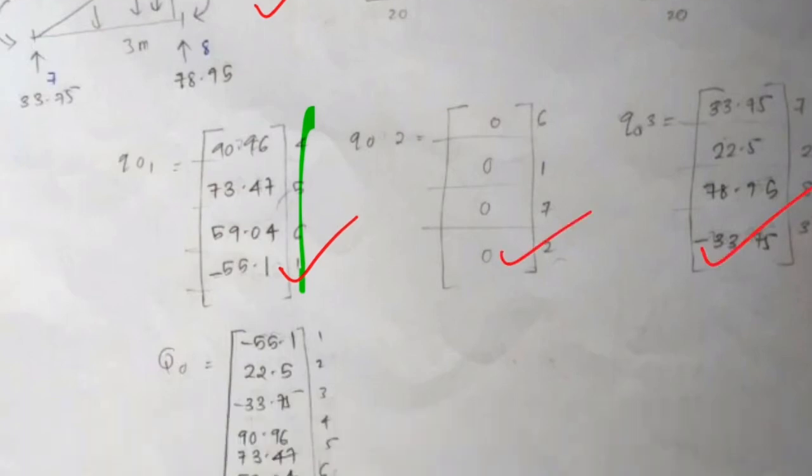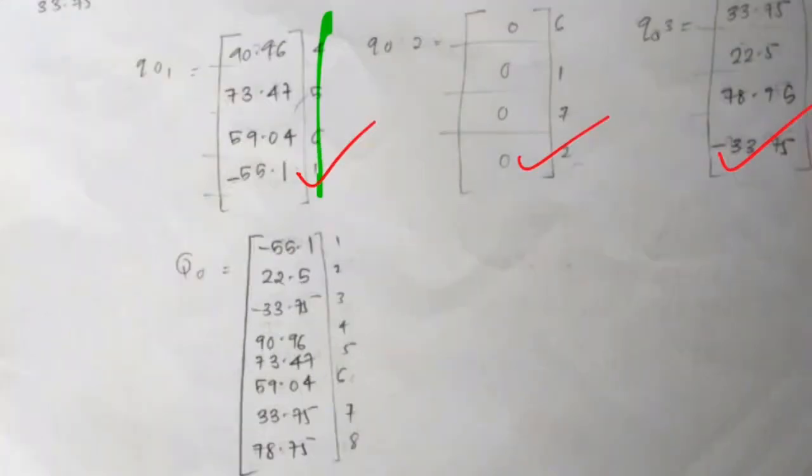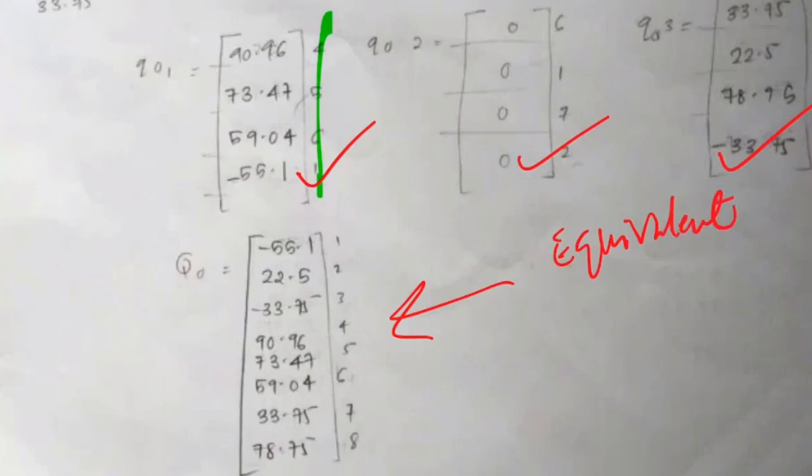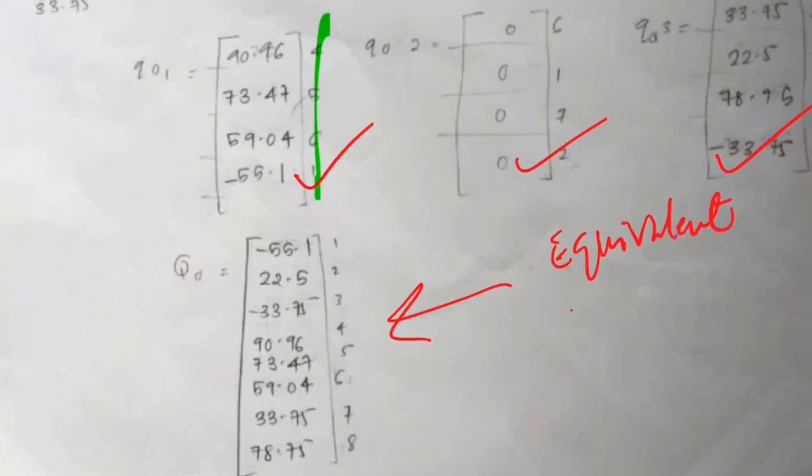So we add all this. This is called the equivalent nodal forces, and the symbol is Q capital. Okay, so this step is correct.